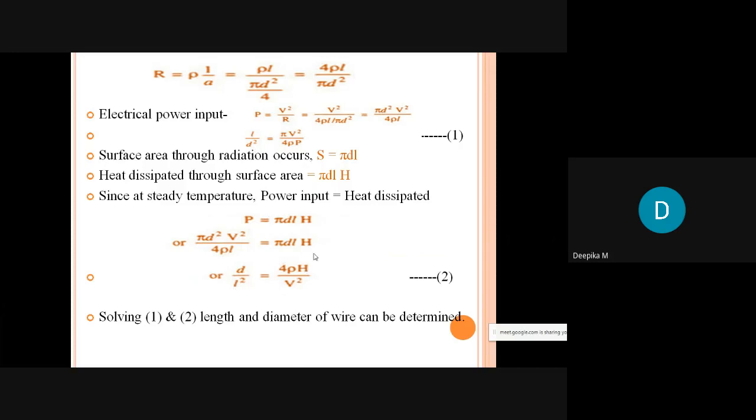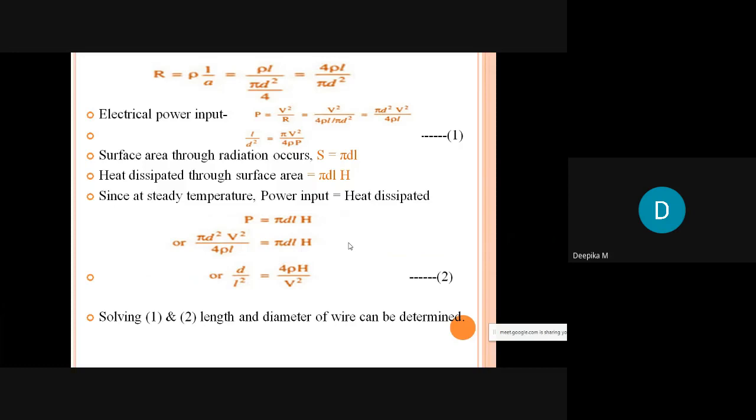So when we solve these two equations, equation 1 and equation 2, we can actually design the length and diameter. Because what I can do here is divide or multiply these two expressions, and therefore we can get the value of length and diameter. So this ends the designing of the heating element. That is, we have calculated the length of the wire and the diameter of the wire, for the circular shape.